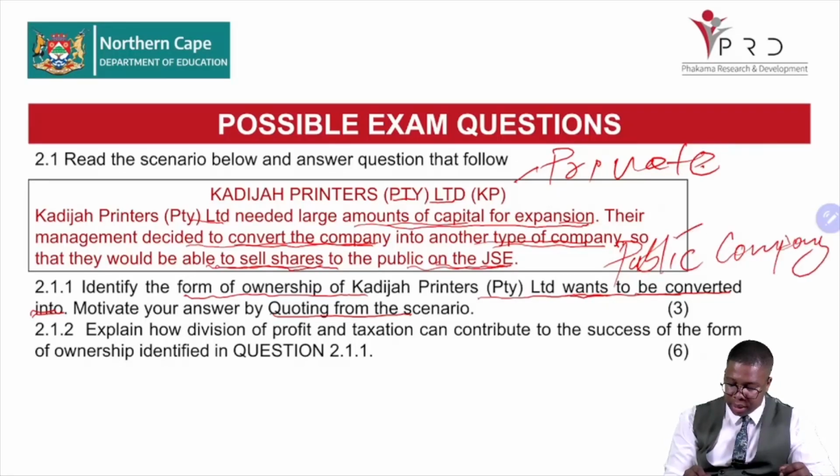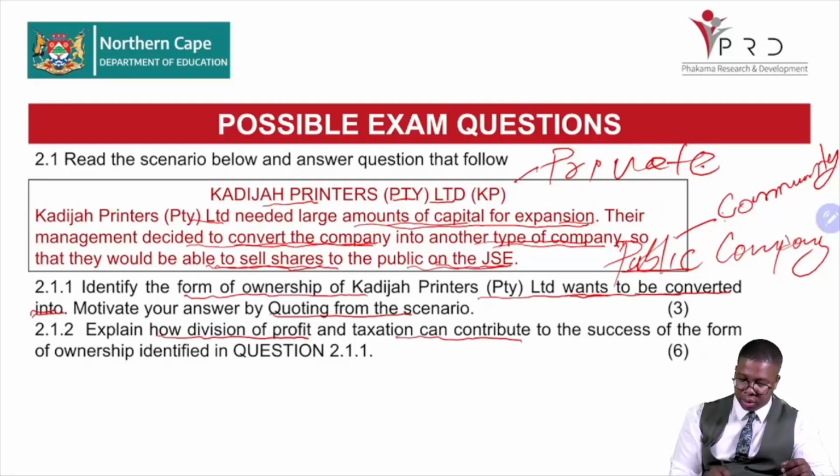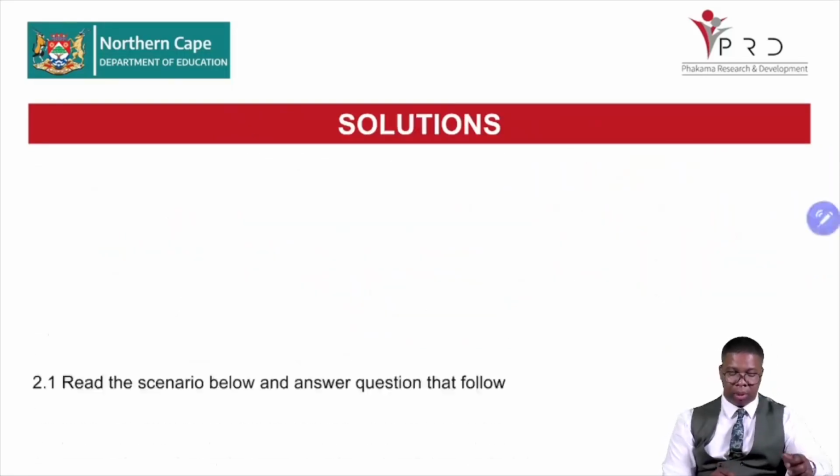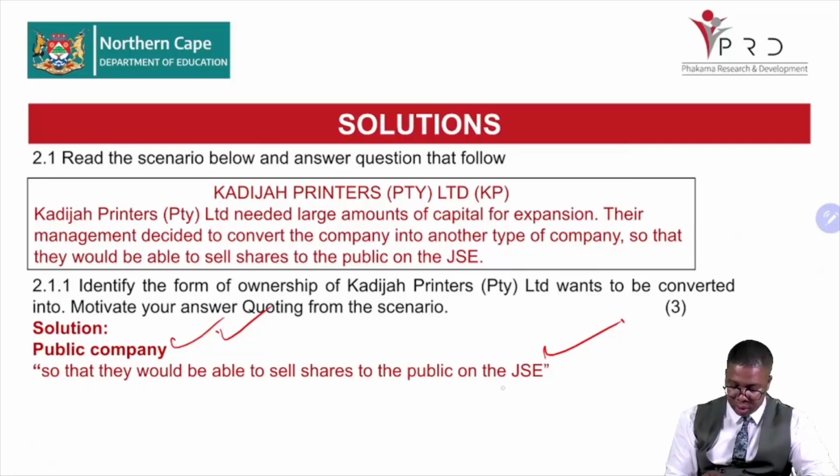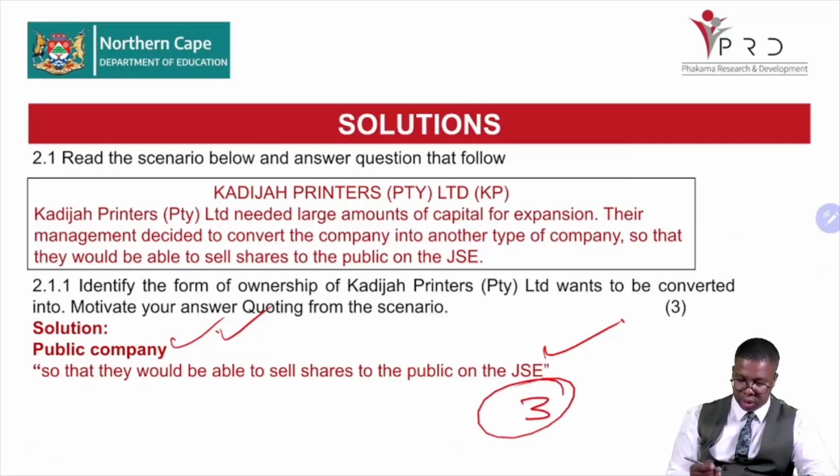Because with a public company, Khadija Pty will then be allowed to sell shares to the general public, meaning the community members. So that would allow for growth of the company. Then explain how division of profits and taxation can contribute to the success of this form of ownership. So when you look into that, the answer is what? Public, and the motivation is so that they would be able to sell shares to the public on the JSE, and then you get your 3 marks.